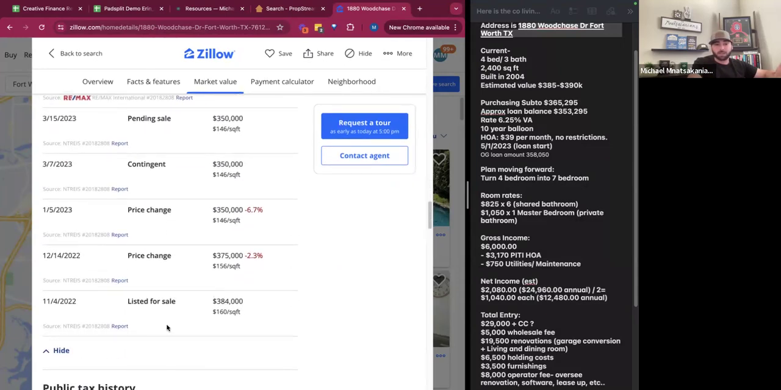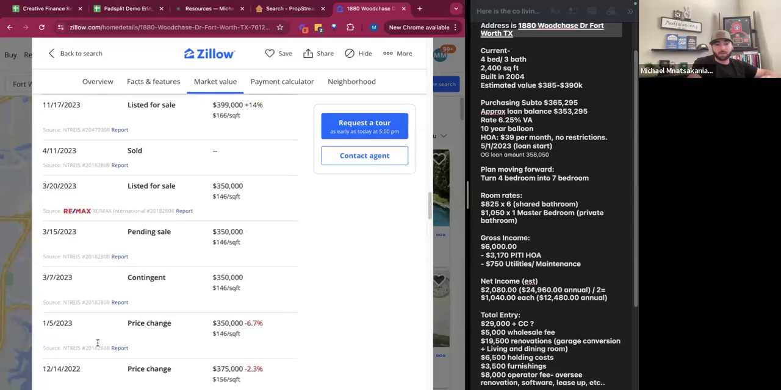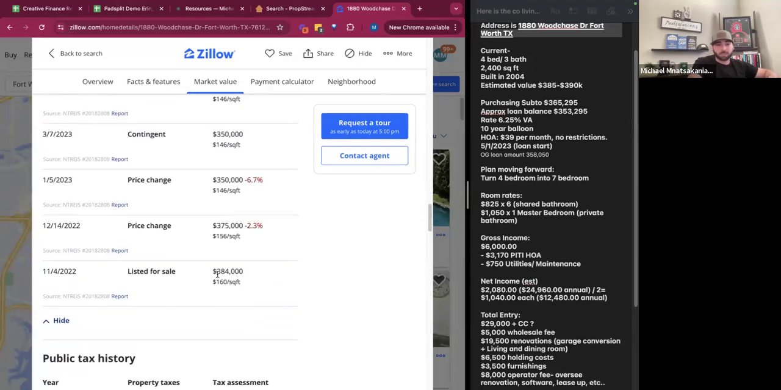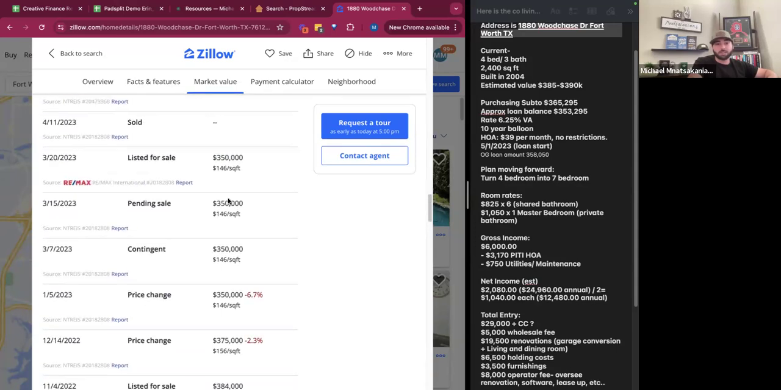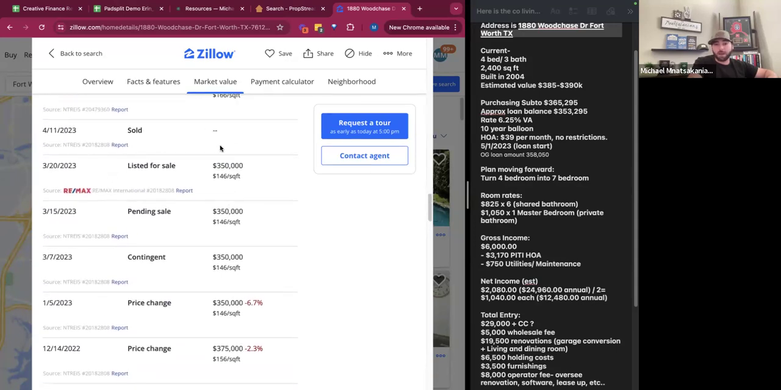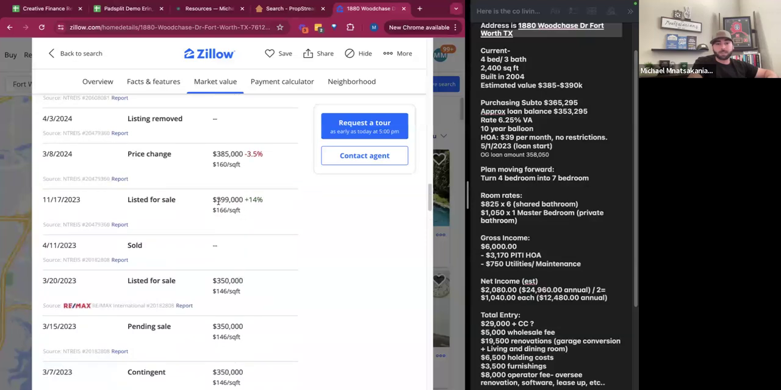Actually, it's a good sign too that this property for a long time listed for sale 385, 375, 350, 350, and then it went contingent and sold right around that amount. We know that the loan that was taken over was 358, so right around that amount. So when they listed it for 399, just a few months later, interest rates did not go down. They either stayed flat or even went up a little bit.